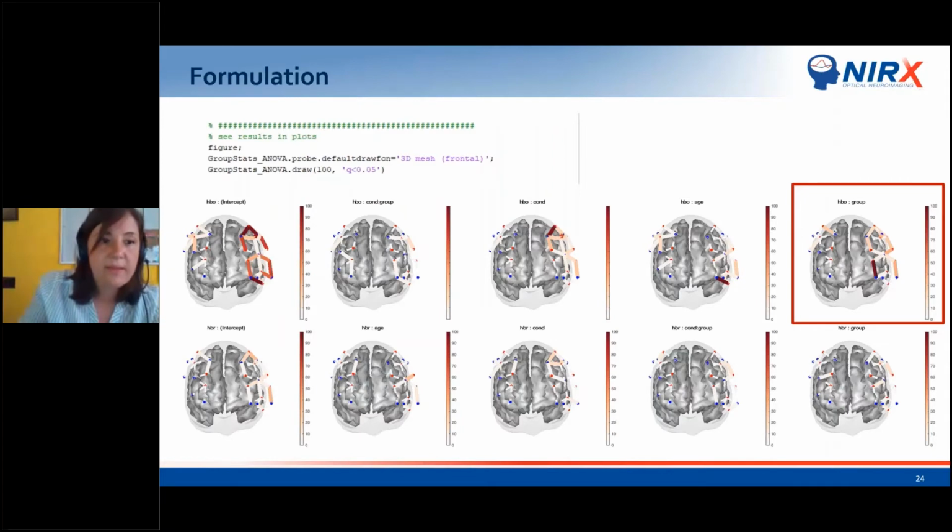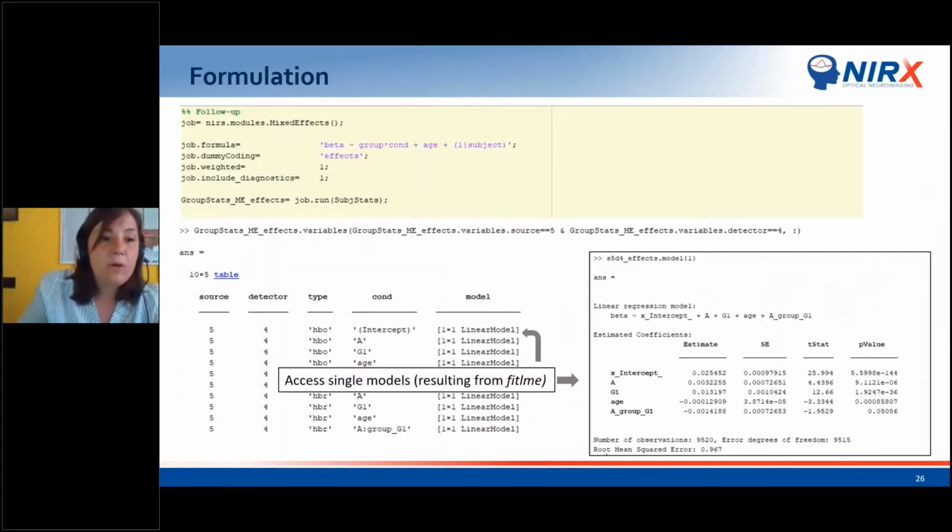I rewrite the formula this way. I code exactly the same way, but this time I don't want the ANOVA on it. I only want the results of the mixed effects module. And then I narrow down because I only want source 5, detector 4. And as you can see, you can output a variables table from the results of the group statistics. And so you see source 5, detector 4, type HBO, HBR, and the conditions. And here you see that there is only A, G1, age, A by G1.